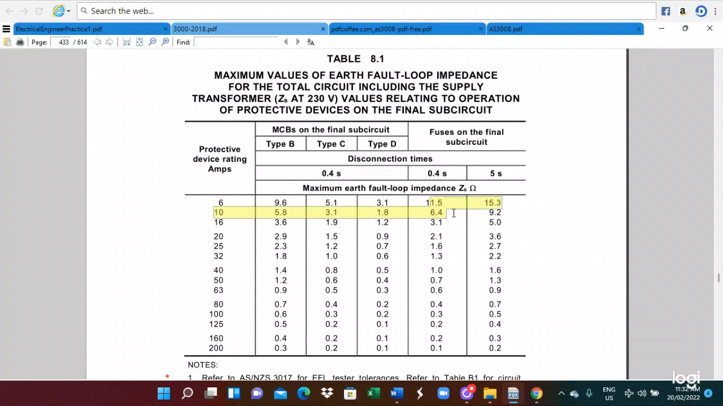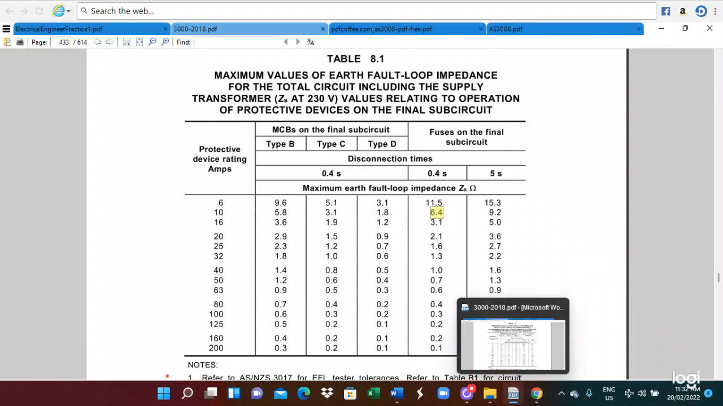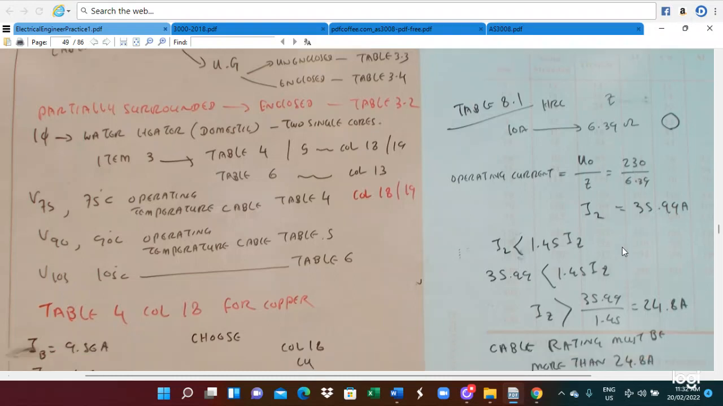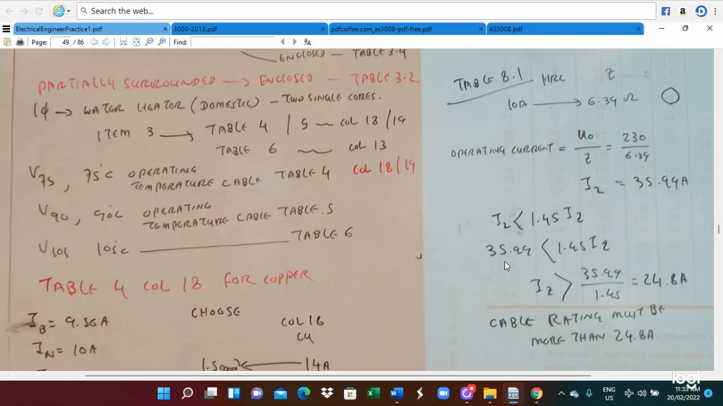This fault loop impedance, we substitute into the supply voltage. So the supply voltage of 230 volt divided by the fault loop impedance 6.390, you get 35.94 ampere. This is the ideal value. So the I2 of 35.94 must be less than 1.45 IZ. So from here, IZ must be greater than 35.94 divided by 1.45, which is 24.8 ampere. So IZ must be greater than 24.8.